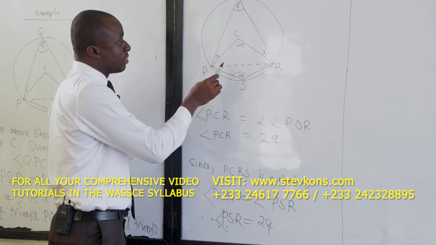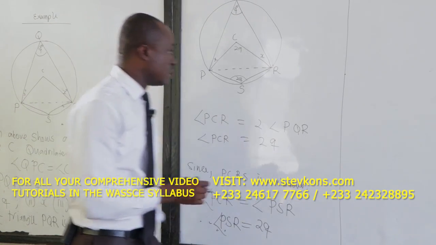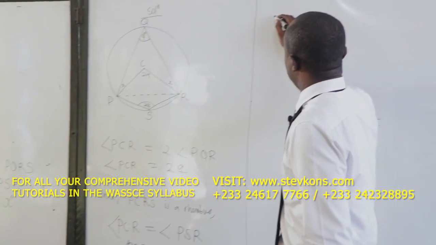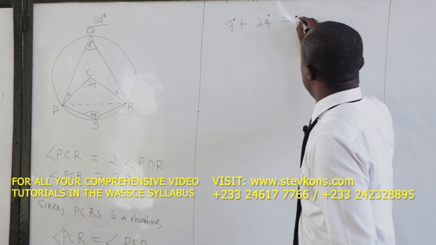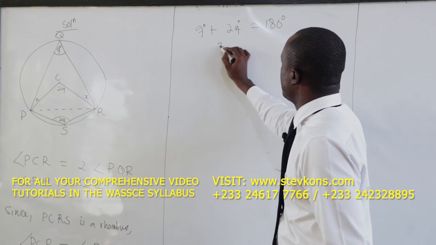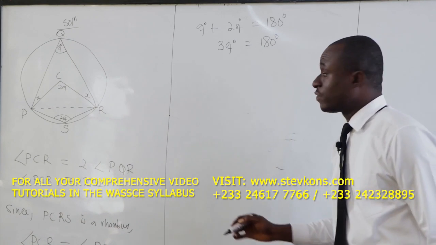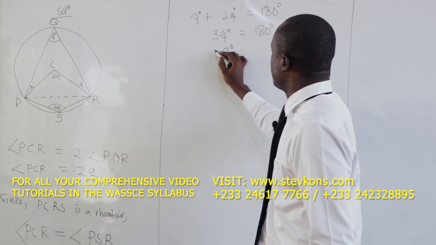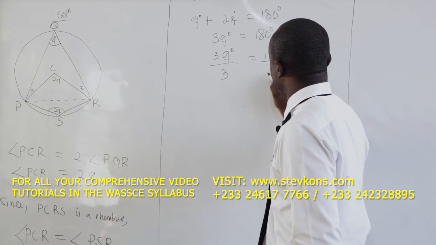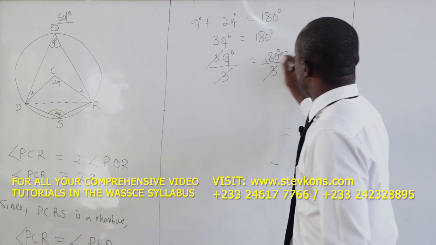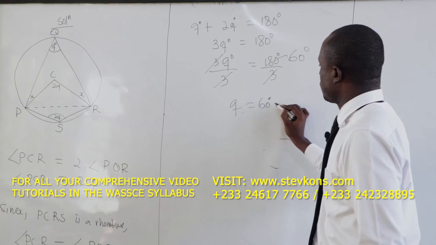And what do you know? Angles subtended by the chord in opposite segments add up to 180 degrees. So, what do we see? That is Q degrees plus 2Q degrees equal to 180 degrees. 3Q degrees equal to 180 degrees. I want to find Q. Divide both sides by 3. 180 degrees divided by 3. Now you have this to be 60 degrees. So you have Q to be equal to 60 degrees.